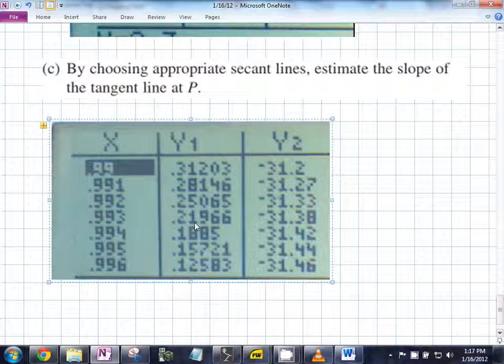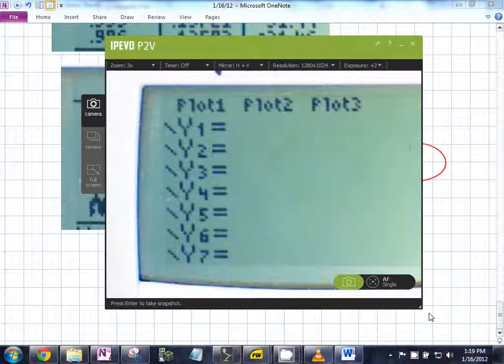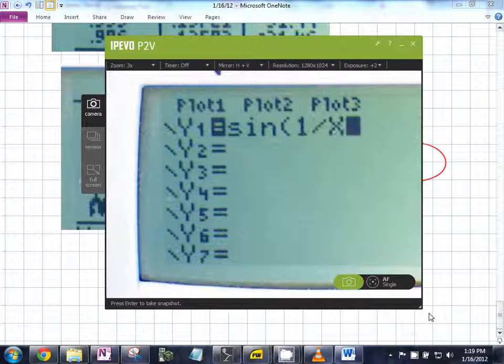You've seen this function before. Sine of 1 divided by x. Has anybody looked at that before? What zoom should I use? Zoom trig. Okay, it's nice and calm, and then it does this little flibbity-gibbet thing in the middle, right? The really interesting part looks like the middle part, right?